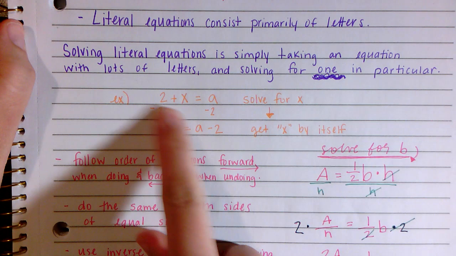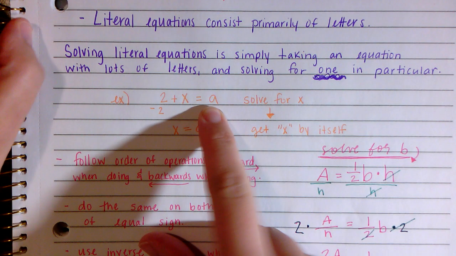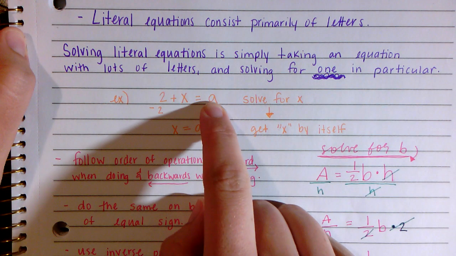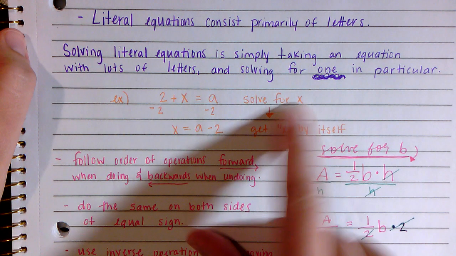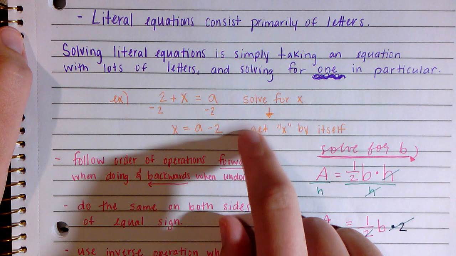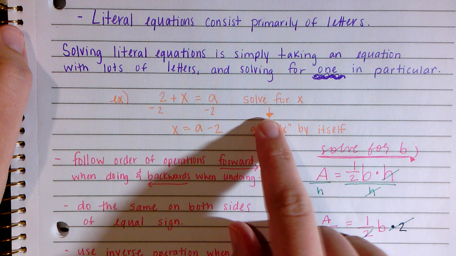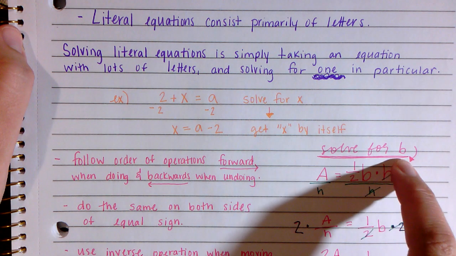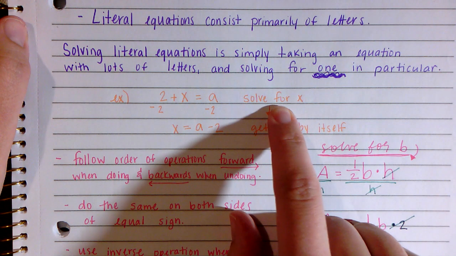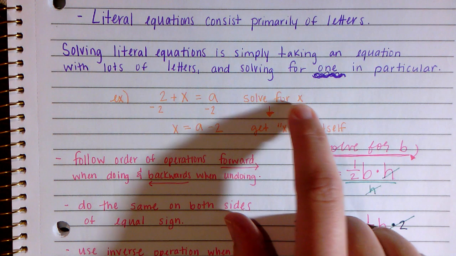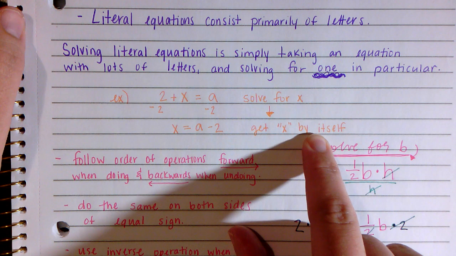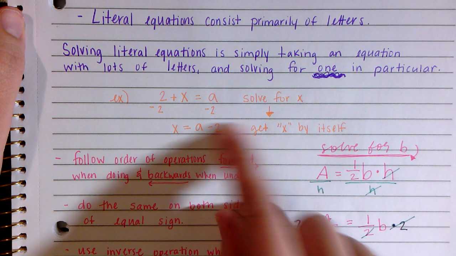So in this equation, 2 plus x equals a, there's no way I can actually solve this with a number because I have multiple things missing. But when it says to solve for x, that means I have to get x by itself. If it had said solve for 2, then I have to get 2 by itself. Solve for a, I have to get a by itself. Down here, solve for b means to get b by itself. So anytime you see something that says solve for and then it has a letter, it means basically get that letter by itself. Everything else needs to be on the other side of the equal sign.